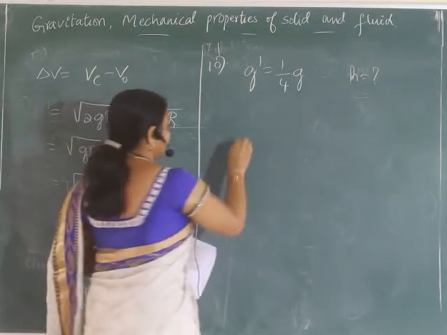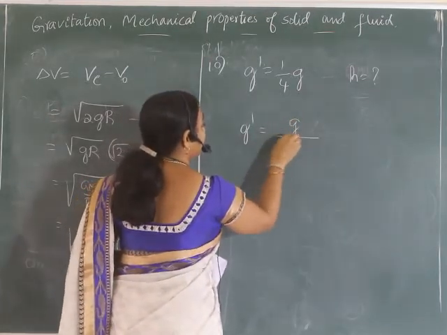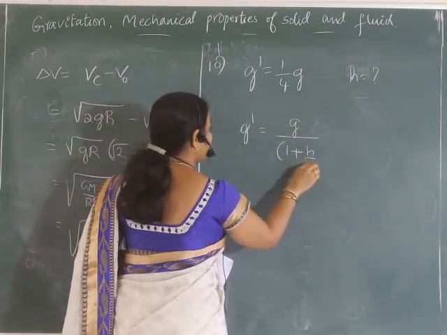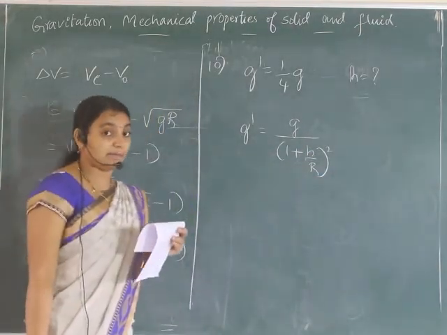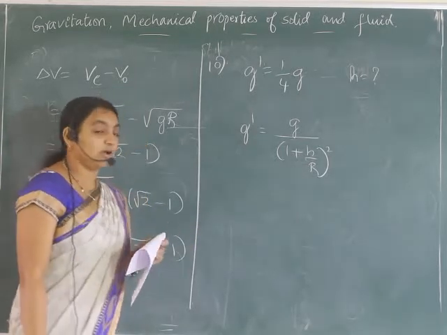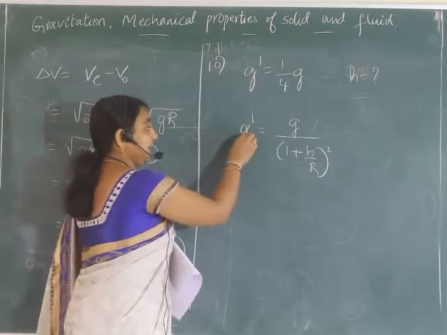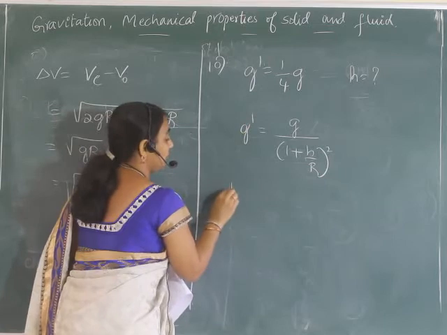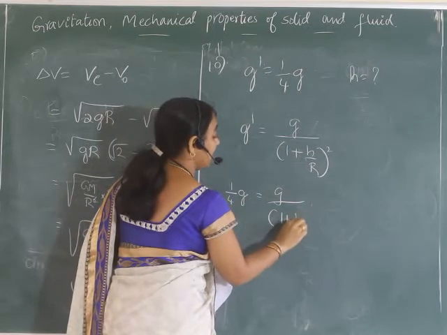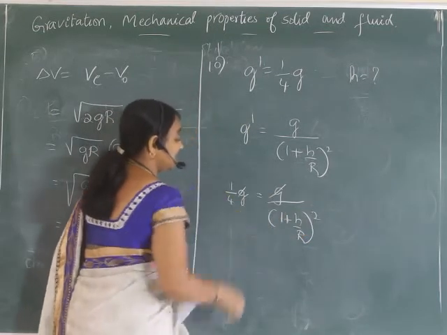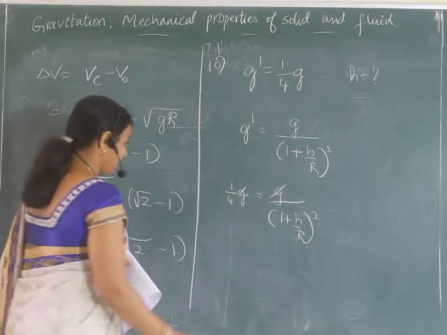We know that g dash, above the Earth's surface at a height, is g divided by 1 plus h by R the whole square, correct? Because at some altitude, at some height you have to calculate. So the formula is g dash is equal to g by (1 plus h by R) whole square. In the place of g dash you substitute 1/4 g is equal to g divided by (1 plus h by R) whole square. g gets cancelled.